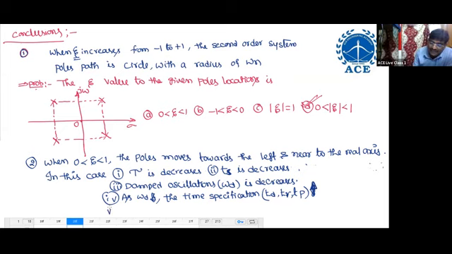Next, the system becomes more relatively stable, because the poles are moving toward the left. The system becomes more relatively stable. That's all. This is case 2.